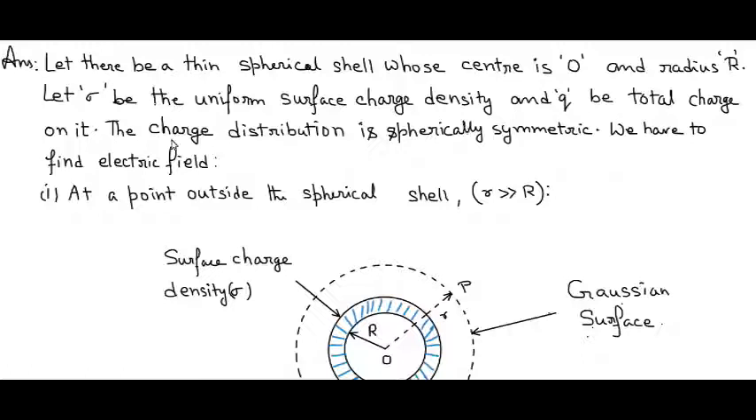q be the total charge on it. So q be the total charge and sigma is the surface charge density. The charge distribution on the spherical cell is symmetric, so charge density is symmetric. We have to find the electric field at a point outside the cell where small r is greater than capital R. Okay, this is the first equation we have to find. Let us see how to solve it.